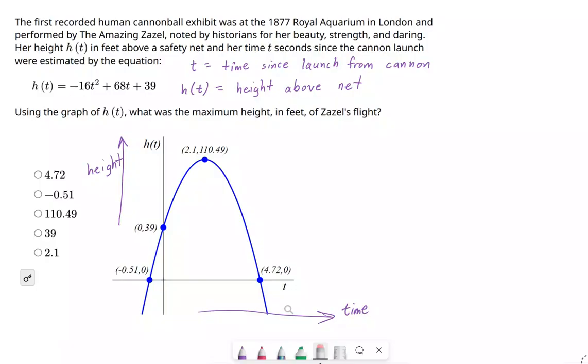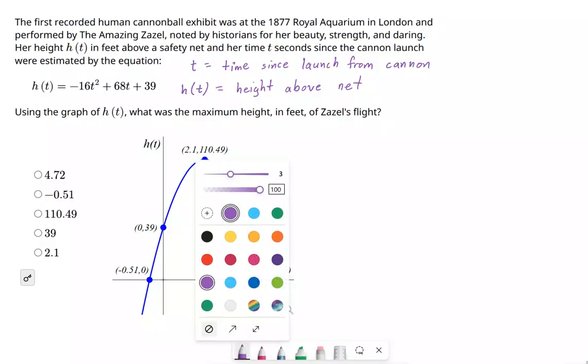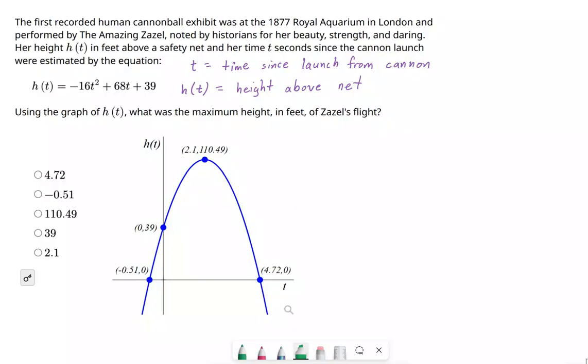So with that out of the way, let's start talking about a few of the features on this graph in a little more detail. And the first thing I want to highlight is this right here. That's a very important coordinate point because what it has in it is the height at time 0. So this is time equals 0, right? That's launch. She gets shot out of the cannon. And it's how high is she when she's launched. She starts her journey through the air at 39 feet high. Okay, and some versions of this question will ask you for that. That's not what this one's asking for.